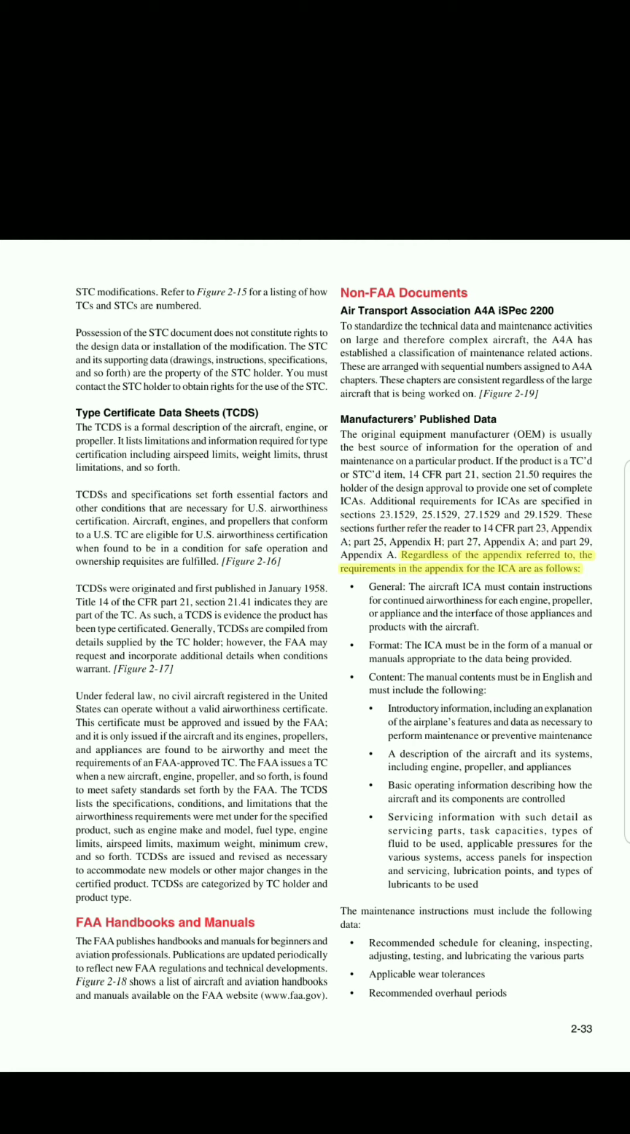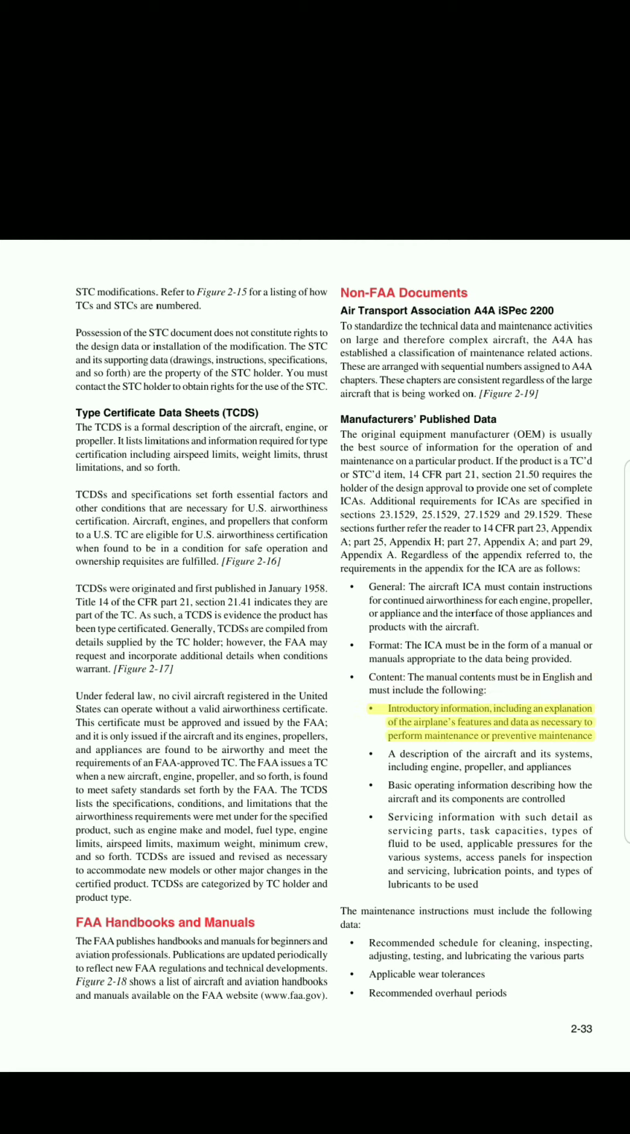Regardless of the appendix referred to, the requirements in the appendix for the ICA are as follows. General: the aircraft ICA must contain instructions for continued airworthiness for each engine, propeller, or appliance and the interface of those appliances and products with the aircraft. Format: the ICA must be in the form of a manual or manuals appropriate to the data being provided. Content: the manual contents must be in English and must include the following.